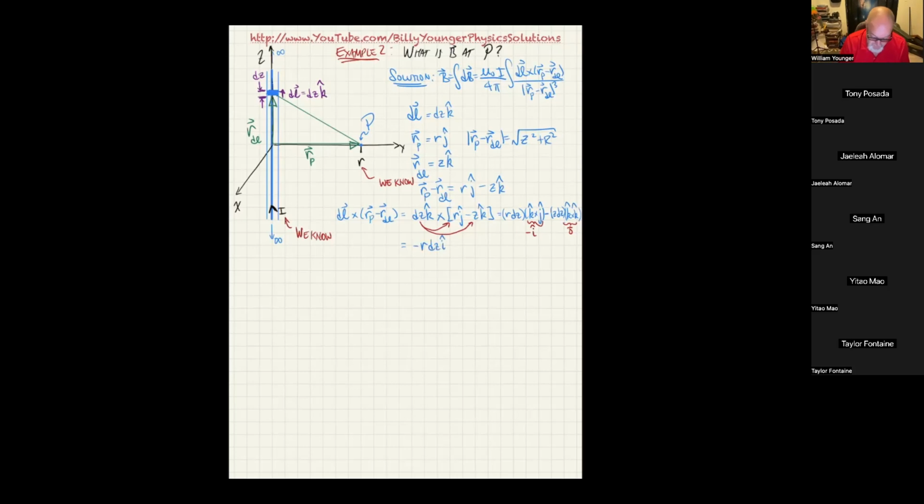Tiffany's back. Okay, so now that I have this, B is equal to mu 0 I over 4 pi times the integral of dl cross rp minus rdl. We just computed that. That's negative R dz i hat. Notice we did get a negative i hat direction, which is exactly what we expected. And now we have to take the cube of rp minus rdl, which would be z squared plus r squared to the 3/2 power.